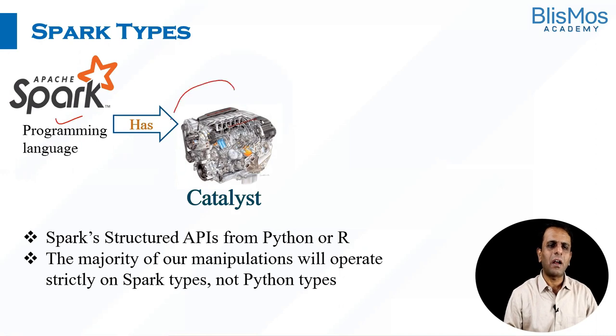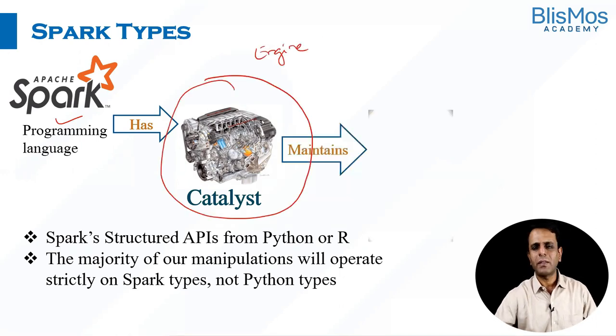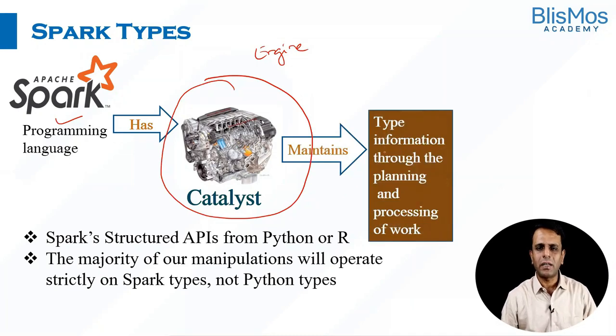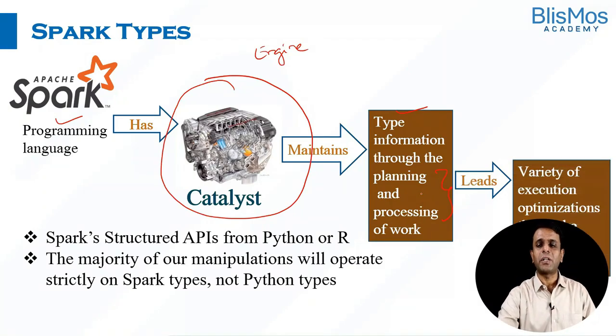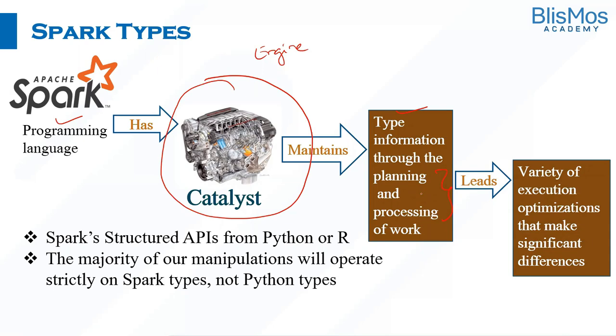And it has an engine called the Catalyst engine. This particular Catalyst engine maintains the type information through planning and processing of the work. Whatever the work which is being done, it may be planning of the execution or execution itself, the Catalyst engine is maintaining the type information. Because the Catalyst engine is maintaining the type information, this in a way leads to a variety of optimizations within Spark. What does that mean? We'll come to understand that in future classes. But let us take an example now.